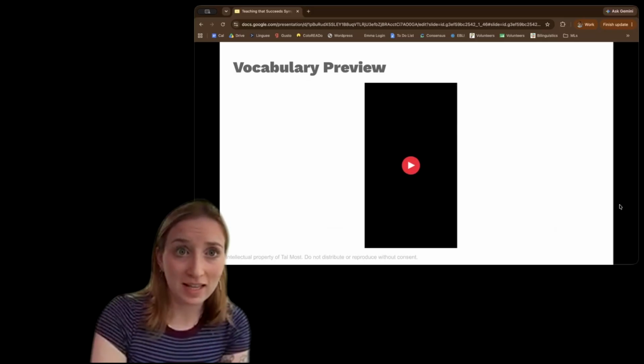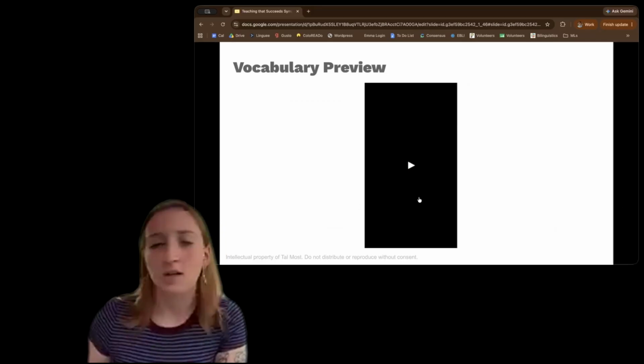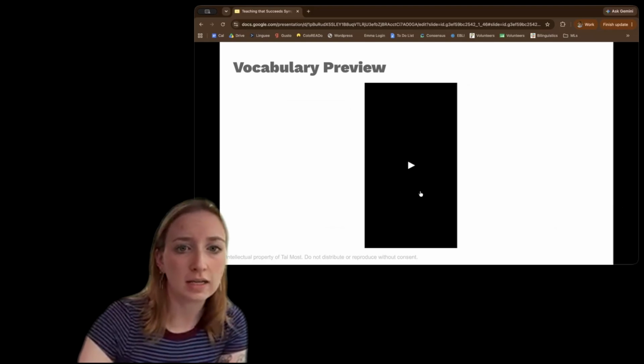So this is me with that same fourth grader doing a vocabulary preview. I'm going to show just the first part where we're going to be comparing a cognate in English and Spanish.